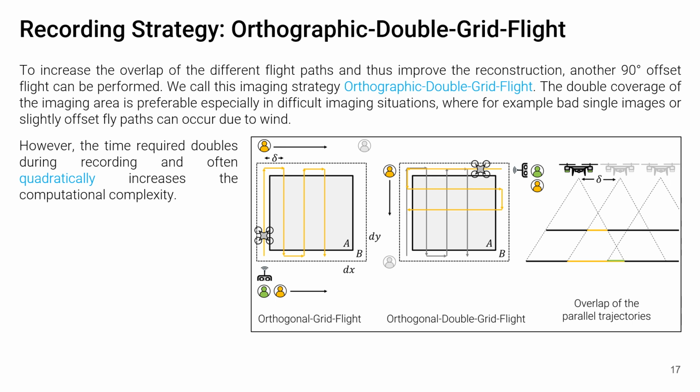To increase the overlap of the different flight paths and thus improve the reconstruction, another 90-degree offset flight can be performed. We call this imaging strategy Orthographic-Double-Grid-Flight. The double coverage of the imaging area is preferable, especially in difficult imaging situations, where, for example, bad single images or slightly offset fly paths can occur due to wind. However, the time required doubles during recording and often quadratically increases the computational complexity.